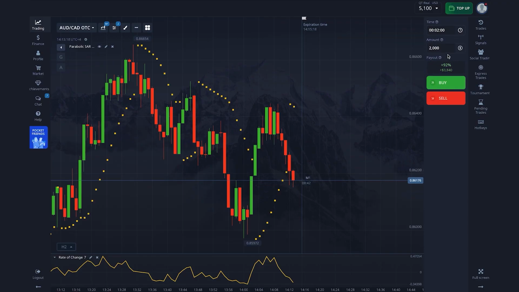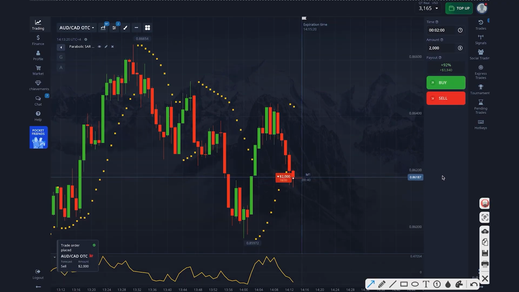First situation, expiration time, 2 minutes. I open a trade for sale for $2,000. Now I will explain in detail how this strategy works. Look, it's pretty simple. We get the first signal from the parabolic SAR indicator. It has started to form points above the candles. This is a classic sign of a change in the direction of price movement and indicates the possible beginning of a downtrend. When such points appear, it means that the buying momentum is weakening and sellers are beginning to dominate the market. The second important signal comes from the rate of change indicator.